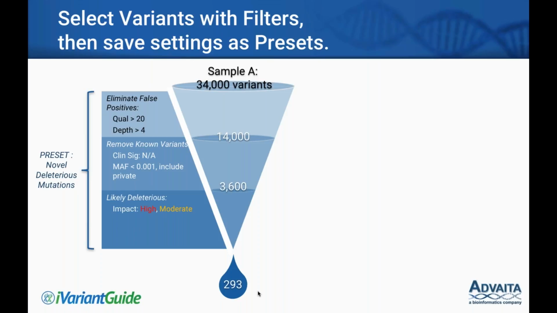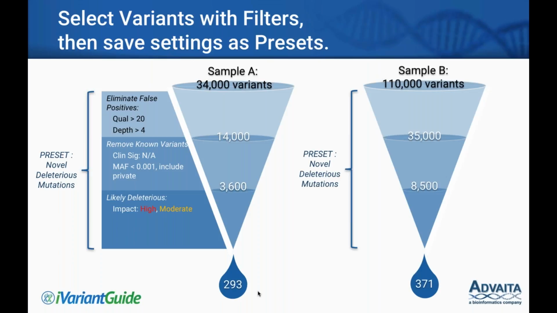And then the next thing I did is I saved this combination as a preset. I call it novel deleterious mutations. And the next time I have a new sample, I can apply the same preset, and with only one click, I can get from, in this case, 110,000 variants all the way down to 371. Saves me time, and I'm sure I have the exact same settings, so those two sets of variants are now comparable to one another one-to-one.